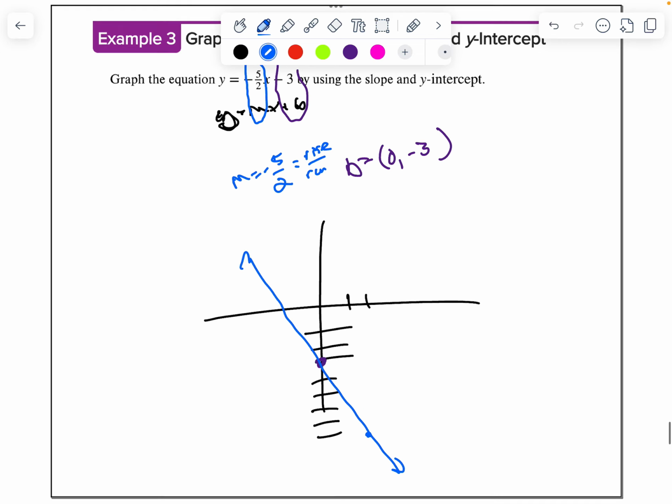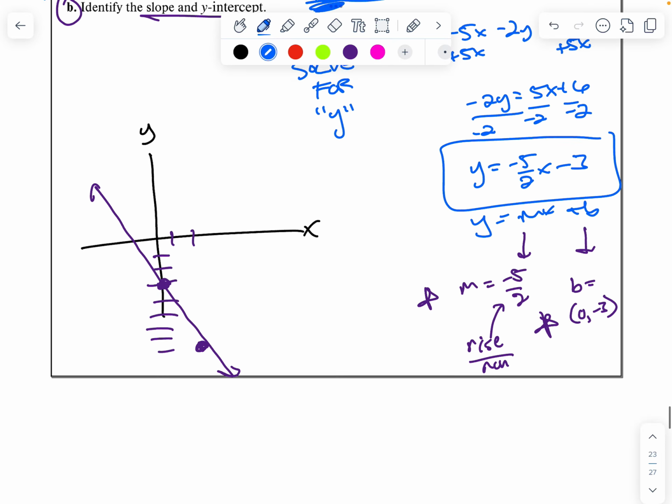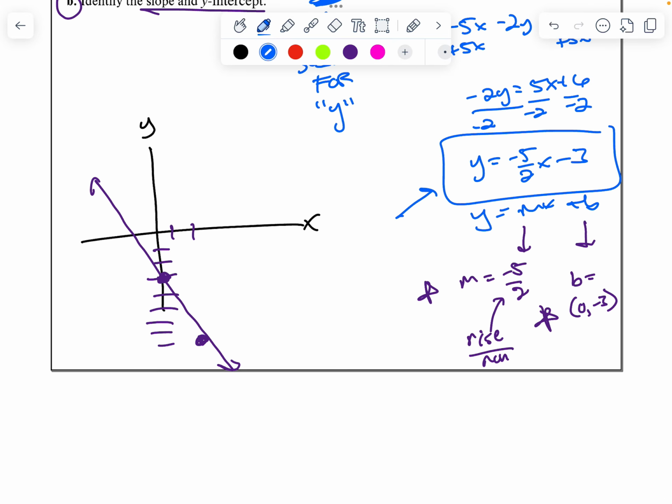I'm just now realizing this is actually the same exact line that we just graphed here, isn't it? It's the same as that line that we just graphed.